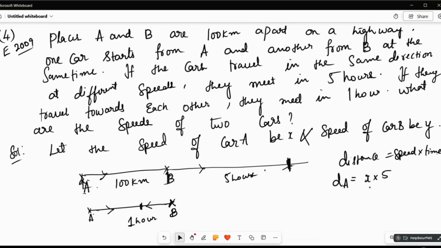Understood or not? See, car A, what is the distance traveled? We don't know. He has not given the distance, so we will take speed into time. We have considered the speed of car A is x, and it will travel 5 hours because both will start at the same time. After 5 hours, they will meet.